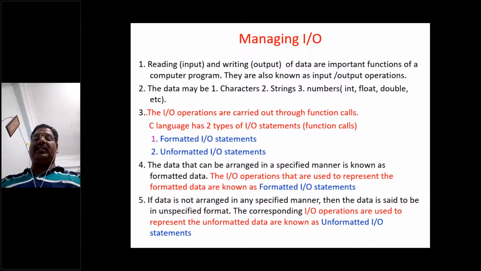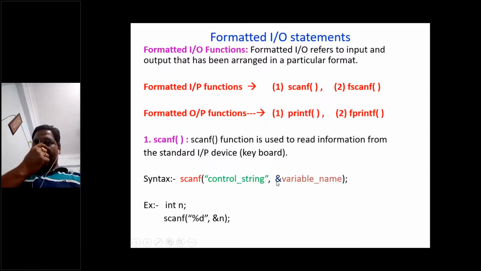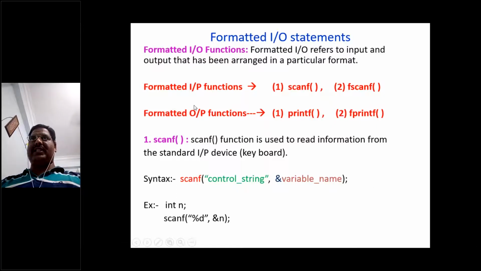So these are the formatted input and output statements, whereas if the data is not arranged in any specific manner, then the data is said to be in an unspecific format. The corresponding input and output operations used to perform on unformatted data are known as unformatted input and output statements. The formatted input and output statements, as I already told, are scanf as well as printf.